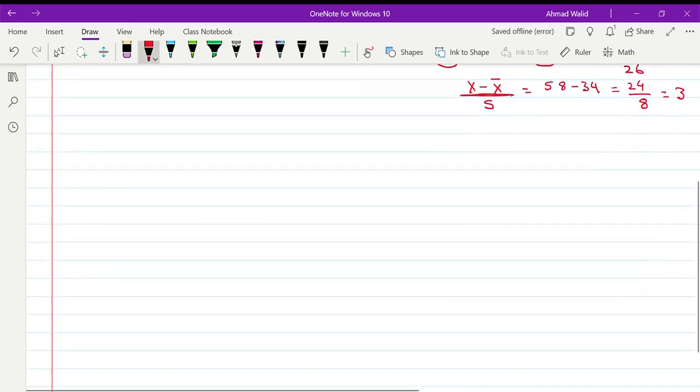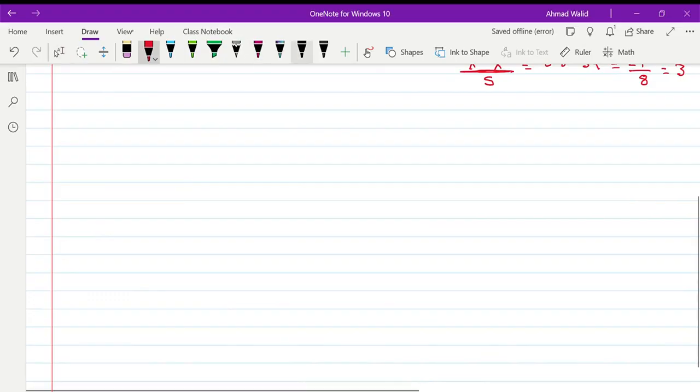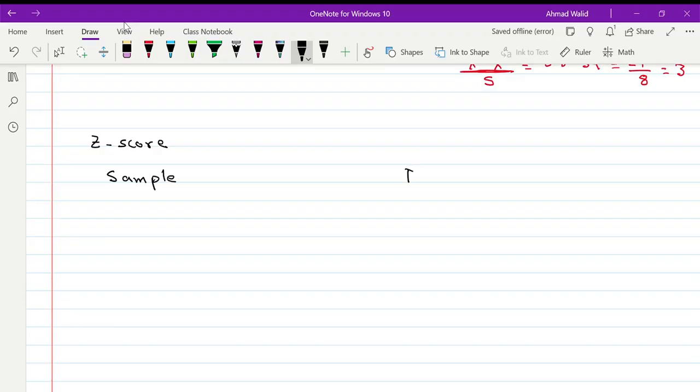Using this example, I will create 2 formulas for you. First, the formula for the sample. Z score, finding Z score for sample, and also here for population on this side.